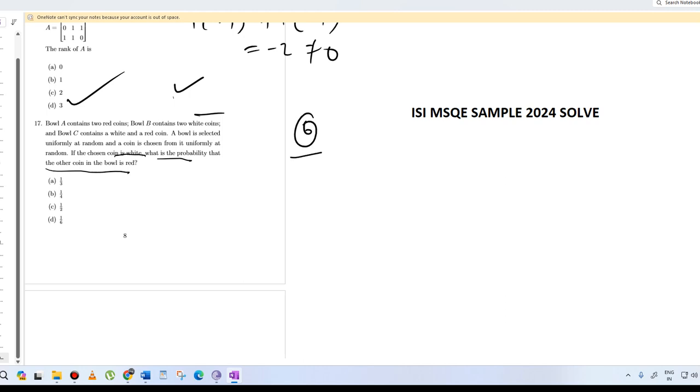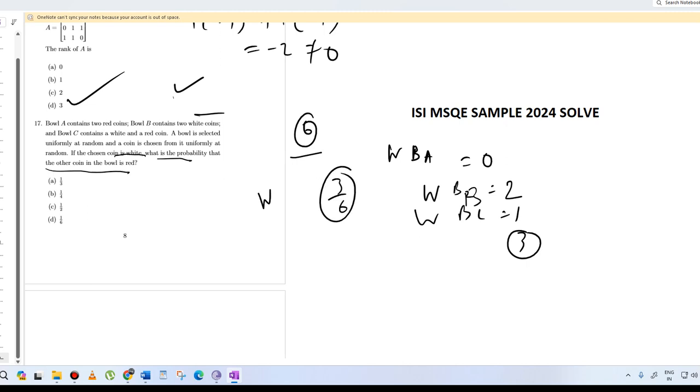Okay, and step two is the number of white coins. In bowl A, this is zero. White coins in bowl B is two. White coins in bowl C is one. So the total number of favorable outcomes is 2 plus 1, 3. And calculate the probability that the chosen coin is white, so 3 by 6. Okay, so this is half, the answer.